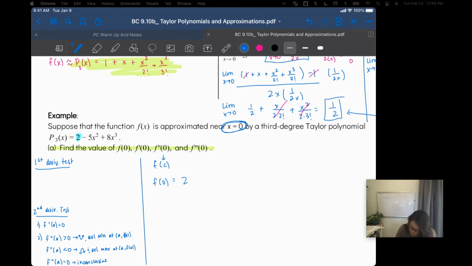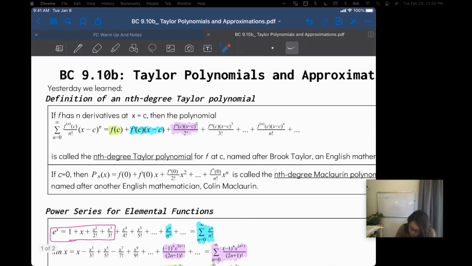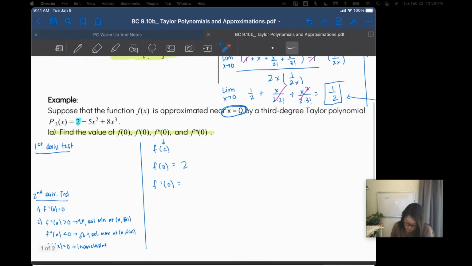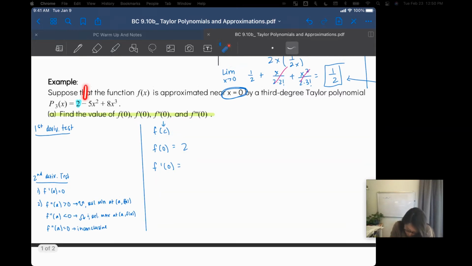The second term, f prime of 0, we find by looking at the first degree term. I notice that there is no first degree term, so f prime of 0 is equal to 0. That's it. Okay, let's do f double prime.